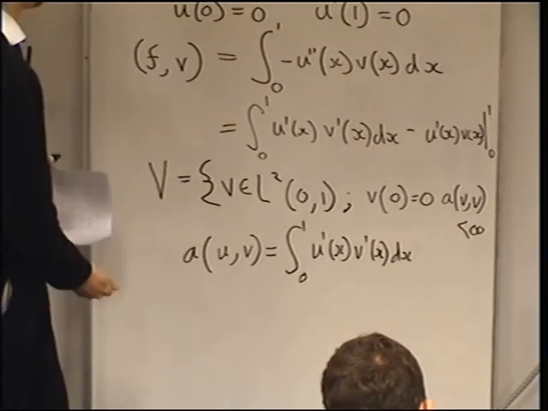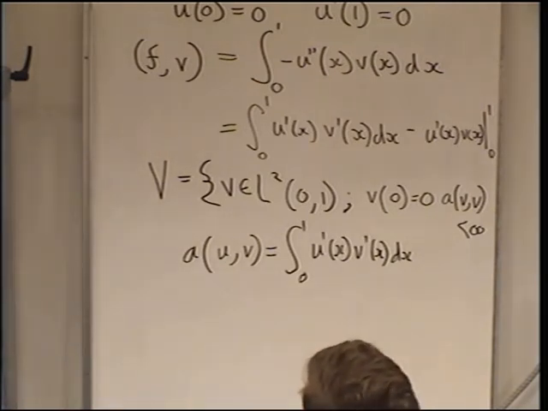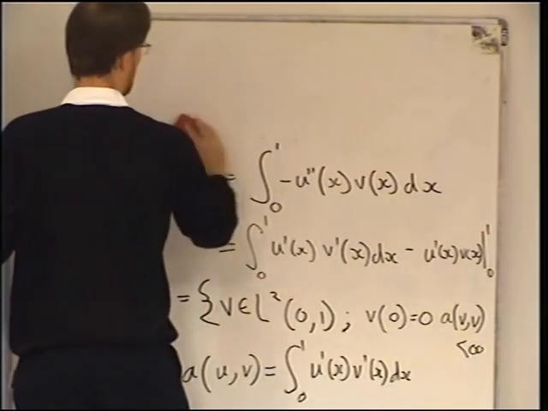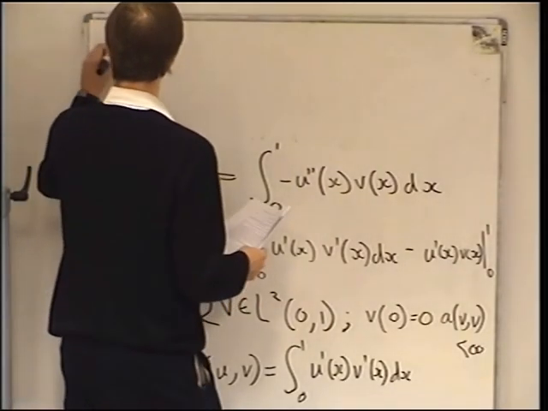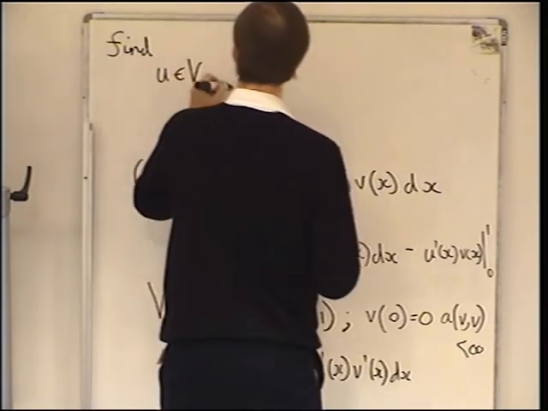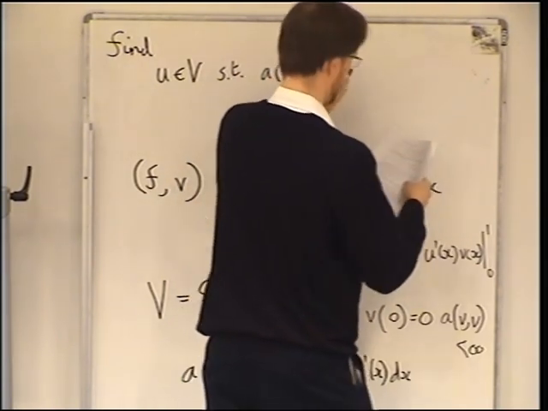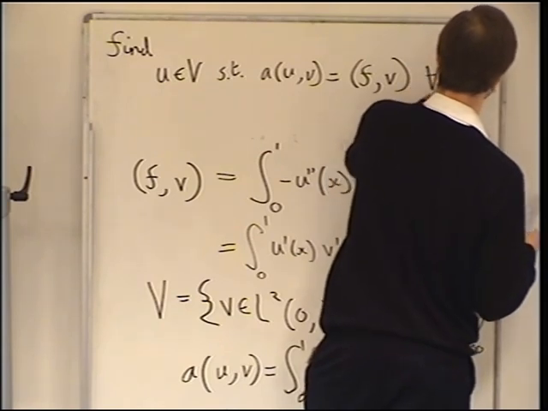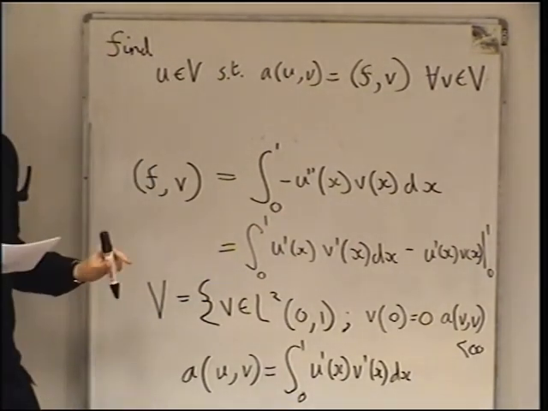Okay, and so if I now forget my first line, I've lost my board eraser here, which is slightly inconvenient. So let's forget our first problem. We can now give a specification for our problem. What we want to do is find some function u in V such that A(u, v) equals f(v) for all v in V. So that is the variational or weak form of the problem.